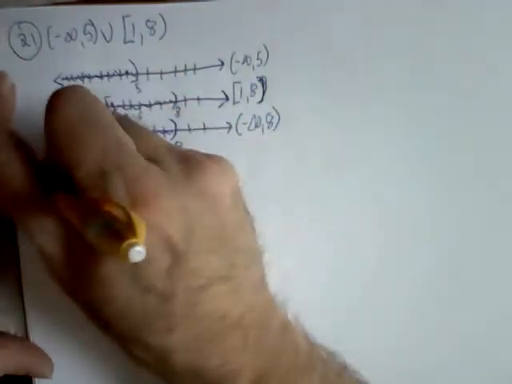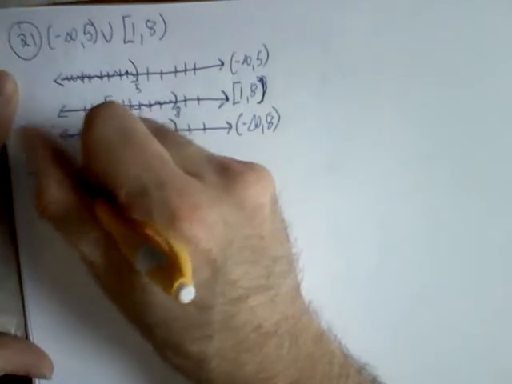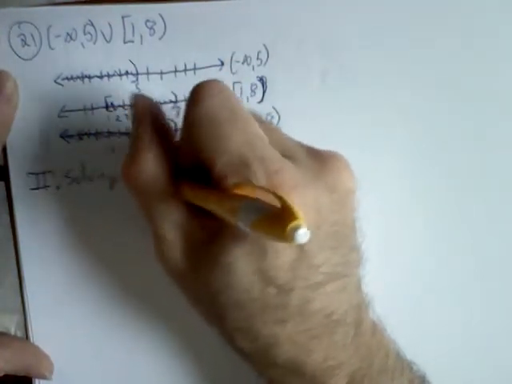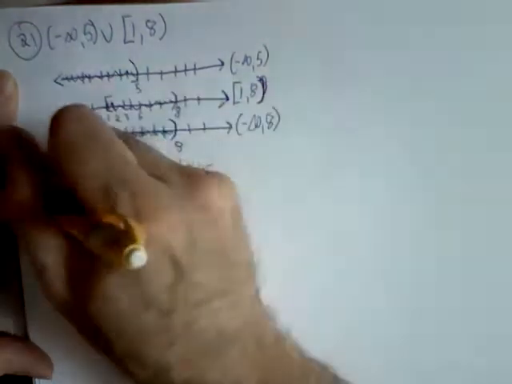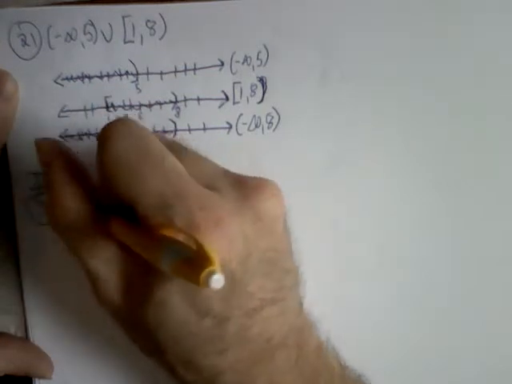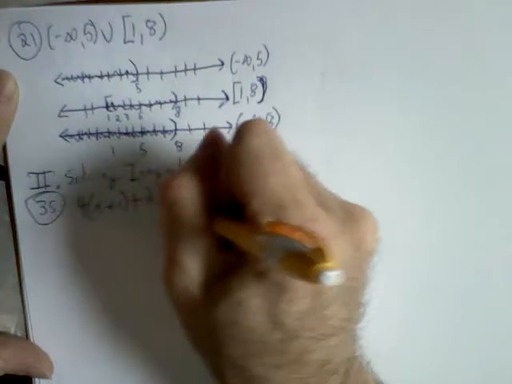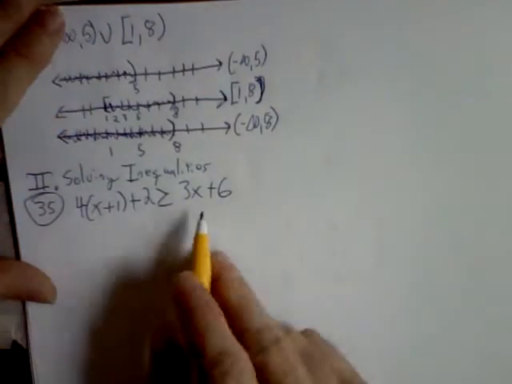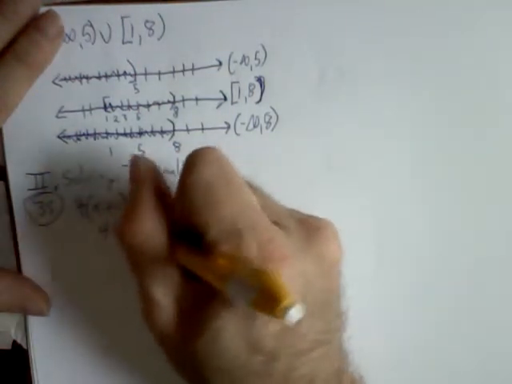Okay, so why do we care? Well, we care in particular because we're going to use these to write up our solutions for inequalities. And let's look at problem 35. So in 35, we have 4 times (x plus 1) plus 2 greater than or equal to 3x plus 6. Okay, so the deal is to get x all by itself on one side of the inequality. So here we go. Distribute.